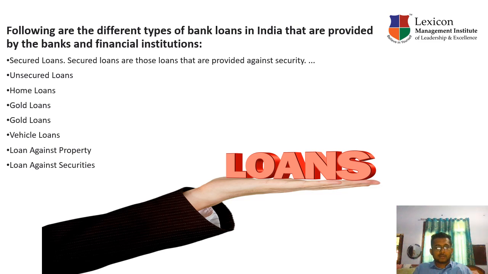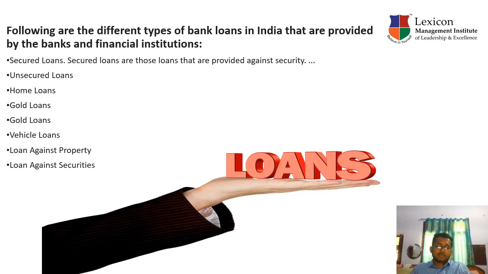So friends, now let's see how many different types of bank loans there are in India. As we can see, there are many bank loans like secured loans, unsecured loans, home loans, gold loans, vehicle loans, loan against property. So let's see what these types of loans are. Secured loans means we keep some collateral.